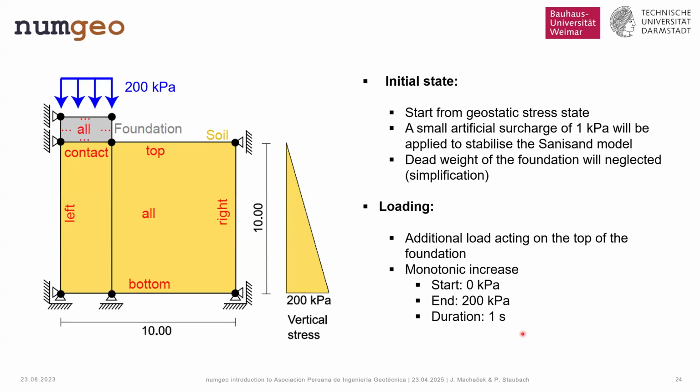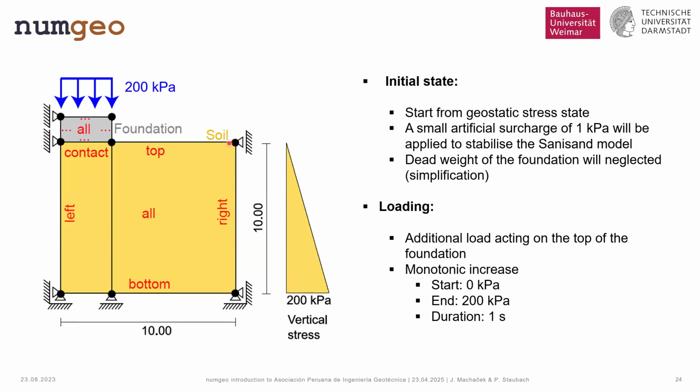In terms of the stages that we will consider, we will start from an initial state where we have only the geostatic stress state. So we have the soil underneath, which has a stress distribution due to its self-weight, linearly distributed up to 200 kPa at the base, which is just 2 for the density, times 10 approximating the gravity, and then times the 10 meters that we have in height.